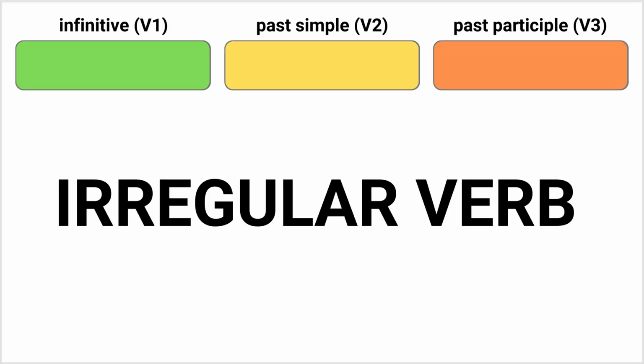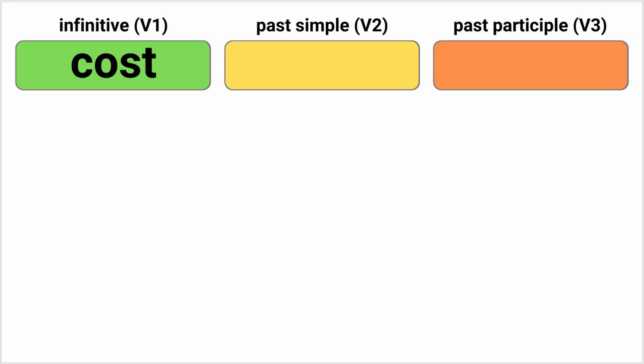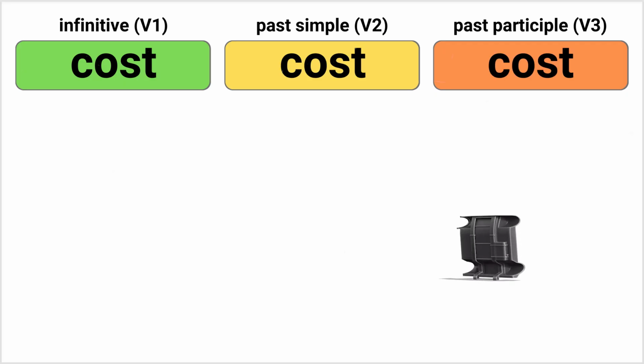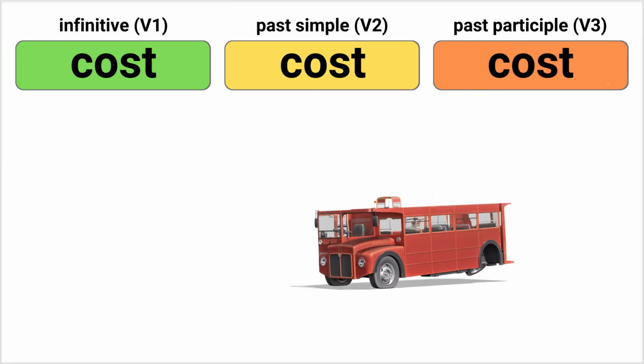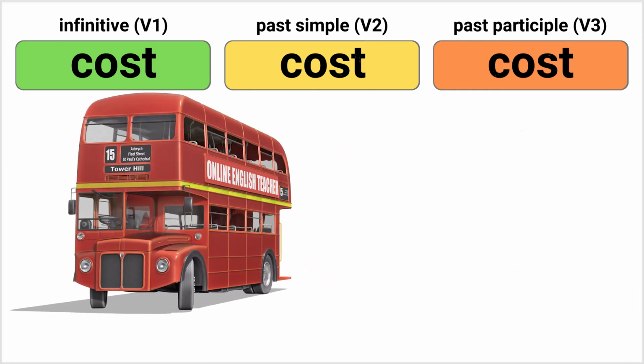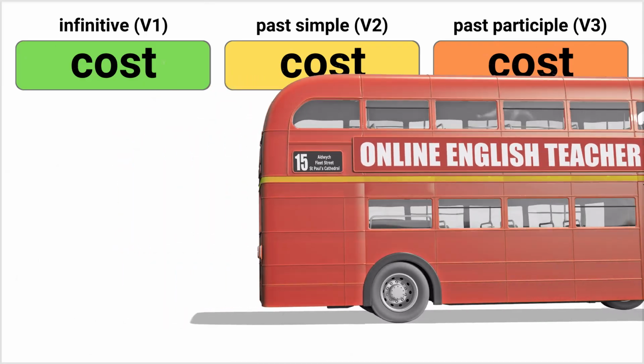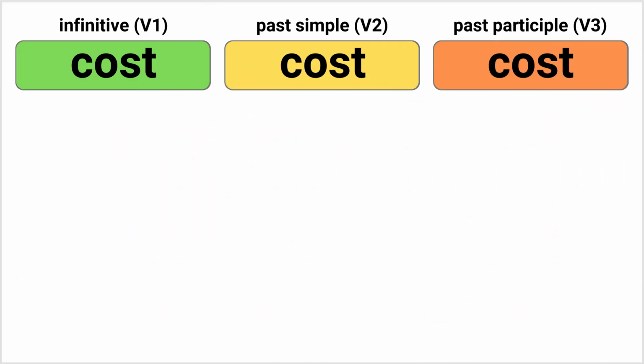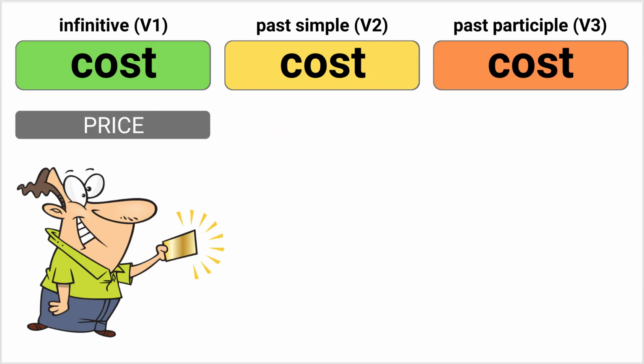Welcome to this English lesson on the irregular verb cost. The form is cost, cost, cost. All the three forms are the same. In this video, we'll explore the different meanings and uses of this verb with clear definitions and example sentences for each meaning. Let's start with the first meaning.